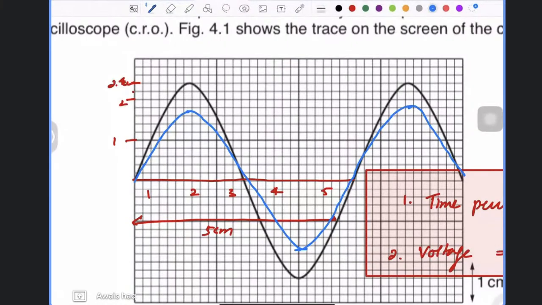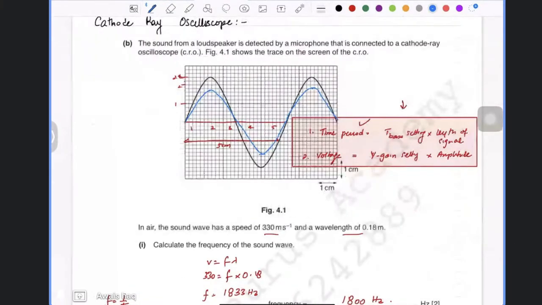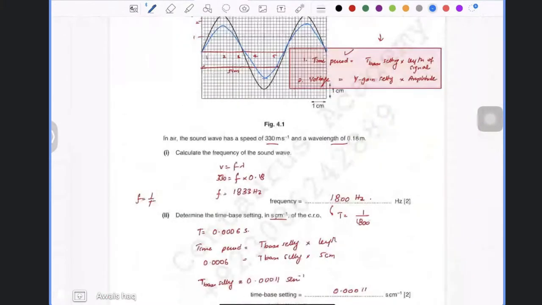Is that clear, everyone? Any questions? Please let me know. Okay. Please have a look. Okay, so now we are gonna go to the next. You guys can hear me, right?